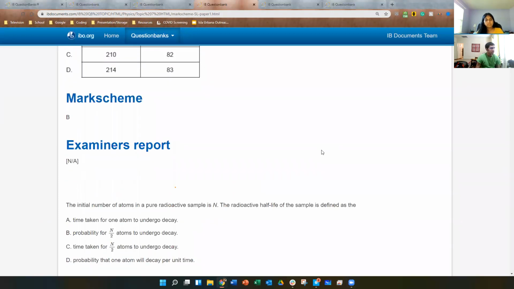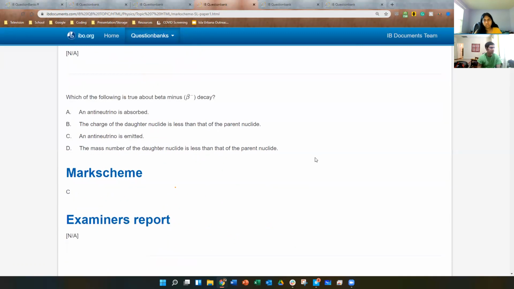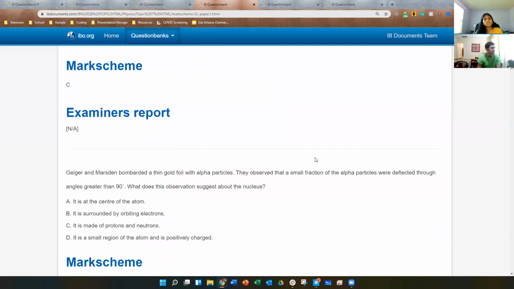Initial number of atoms is n. The radioactive half-life is defined as the time taken for, is it C? It's not B or D. Half-life isn't probability. It's either A or C. Yeah, I think it's C. Which of the following is true about beta minus decay? C? Yeah, anti-neutrino. That's just factual. I don't think there's a working.